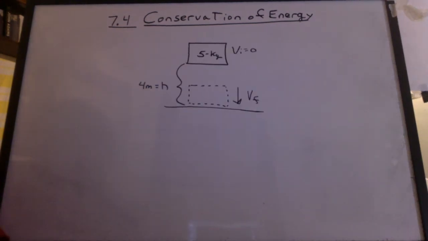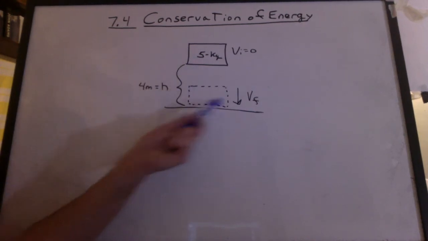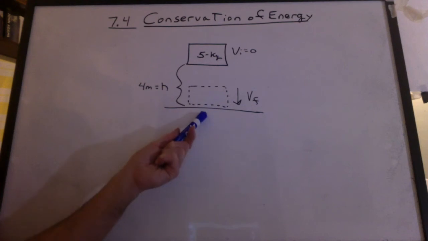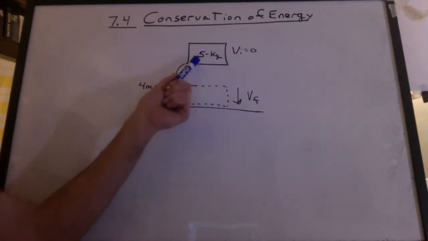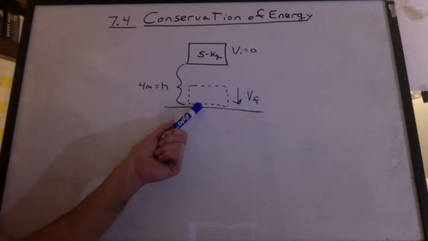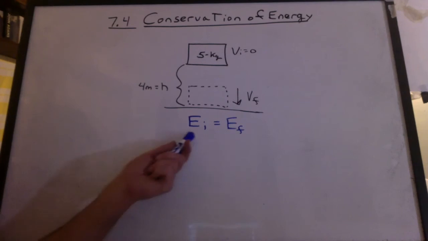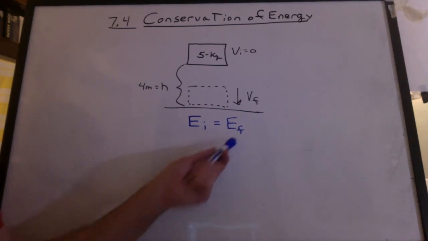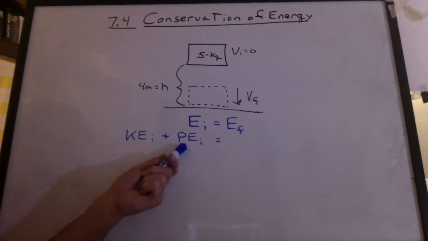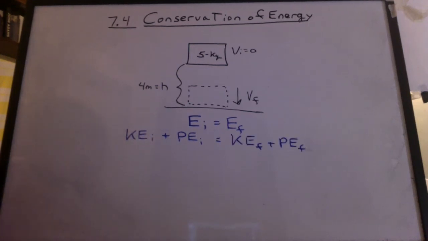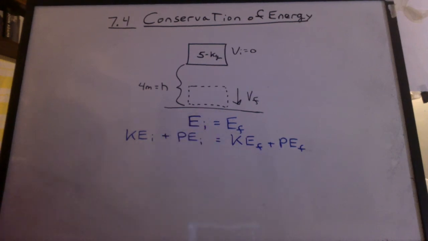Let's look at this example to see what we mean. We're going to drop a block to the floor. What is the final velocity upon impact? You have to ask yourself, what kind of energy do we have initially? What kind of energy do we have at the end? And then we're going to say that they're the same. You'll say energy initial equals the energy final. We can have a kinetic energy and a potential energy initially, and we can have a kinetic energy and a potential energy final.